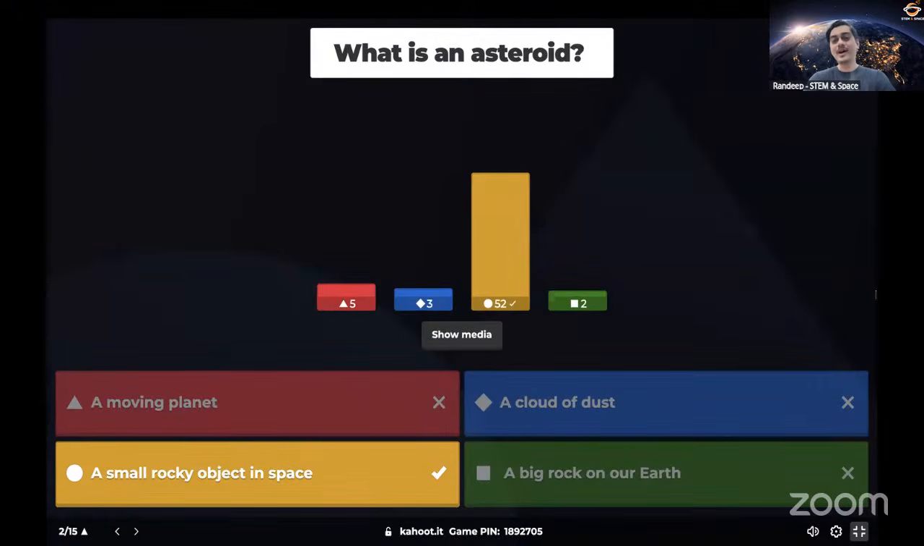Again, a majority of you have answered it correctly. It is a small rocky object in space. Of course, it is not a cloud. It's not a big rock on our Earth, of course. Then we won't call it asteroid. It's not a moving planet either. So good to see again.